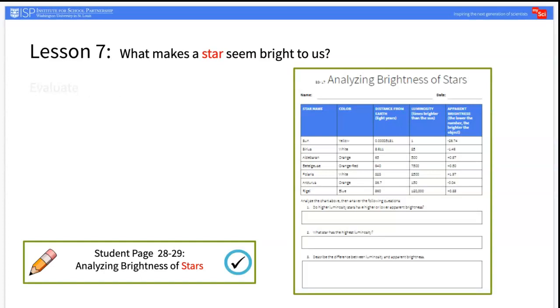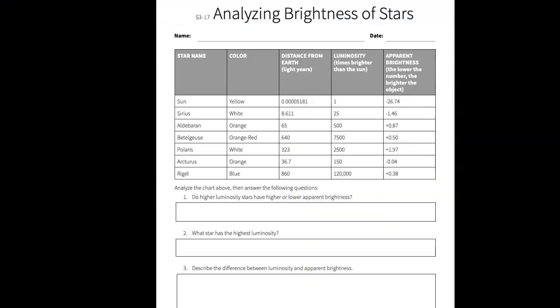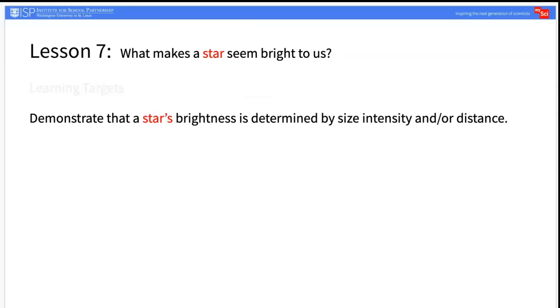In the Evaluate portion of this lesson, students will complete a formative assessment. Students will analyze and interpret data on the brightness of stars in order to answer analysis questions. By the end of this lesson, students should have demonstrated that a star's brightness is determined by size, intensity, and/or distance.